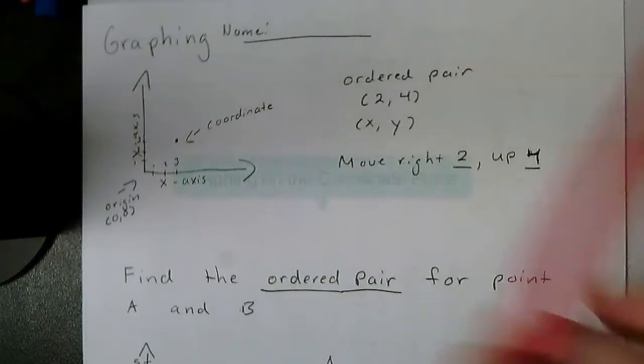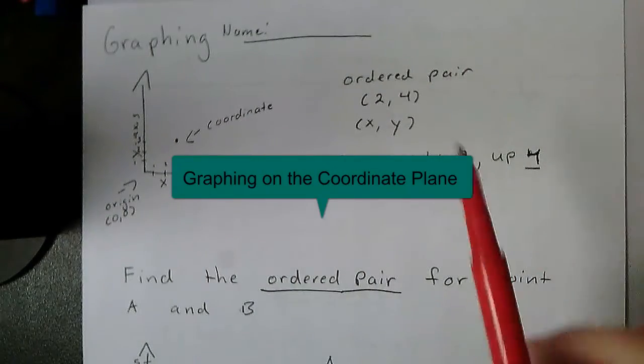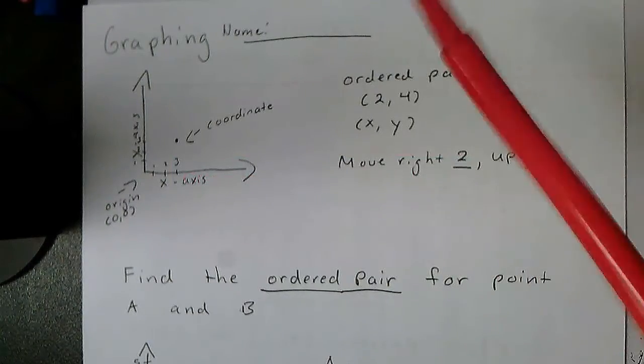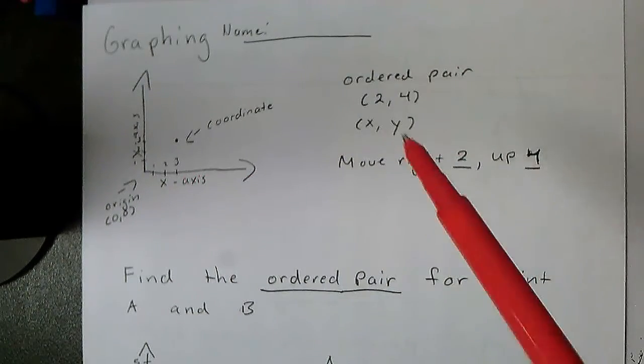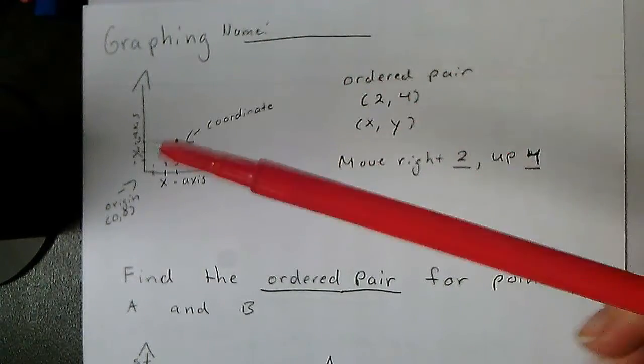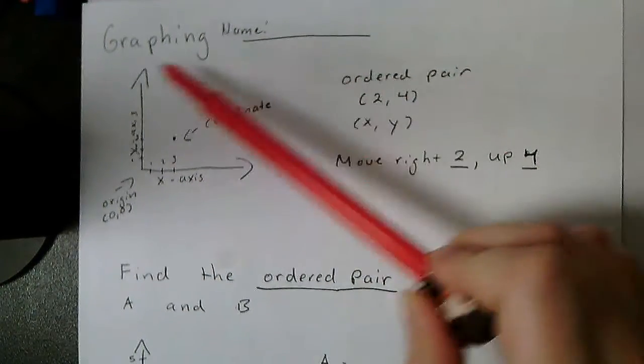Fifth grade. Today we're going to be talking about graphing and the coordinate plane. What we're first going to be doing is going over some of the important vocabulary for graphing, and then we're going to practice it ourselves. So first we're going to take a look at the coordinate plane.